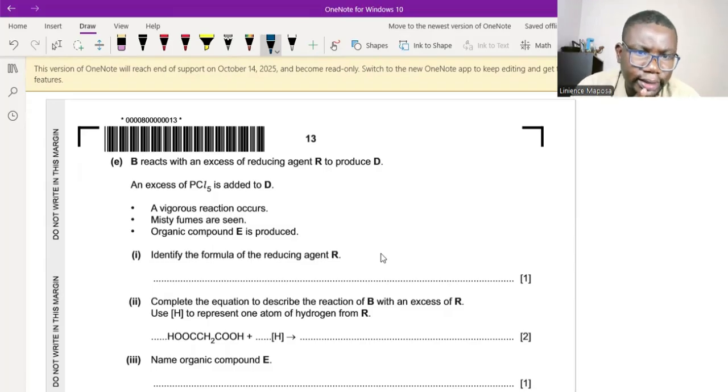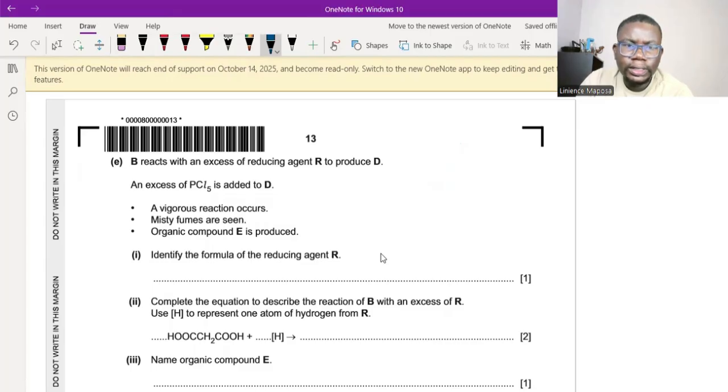But let's see. They say an excess of PCl5 is added to D. Okay, so that means maybe we had reduced it to an aldehyde or to a primary alcohol. If it was a primary alcohol, then I can add PCl5. The Cl of the PCl5 will substitute the OH. A vigorous reaction occurs and misty fumes are seen. Or is this one forming, because if it was an aldehyde, you could form an acyl chloride, I guess. But I think this is a primary alcohol. And then you form misty fumes. This will be hydrogen chloride, the hydrogen that came from the alcohol, and then you form hydrochloric acid. Organic compound E is produced.